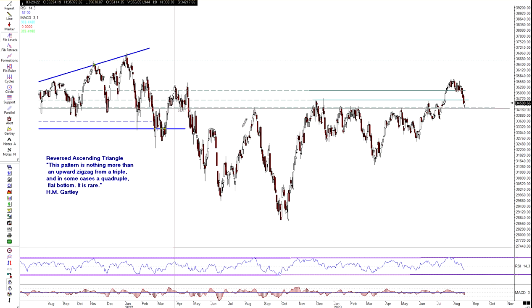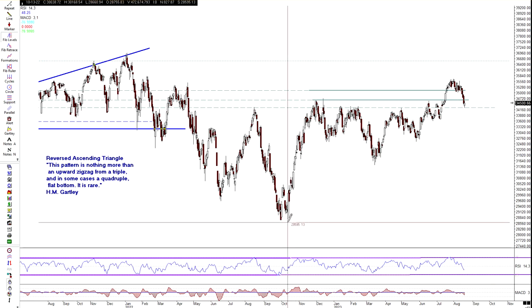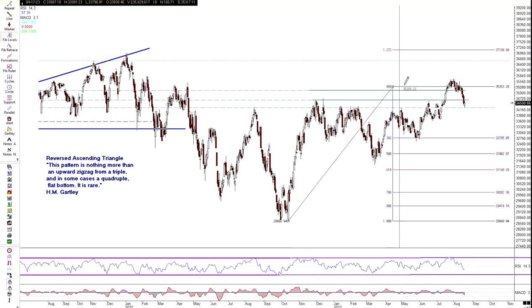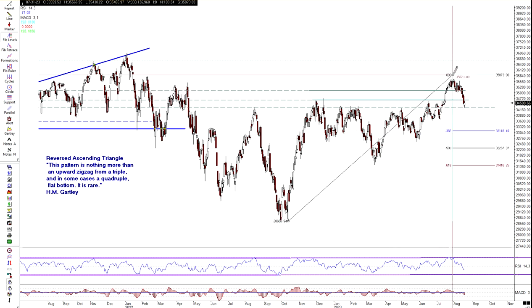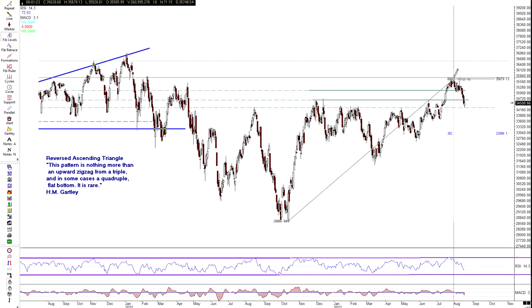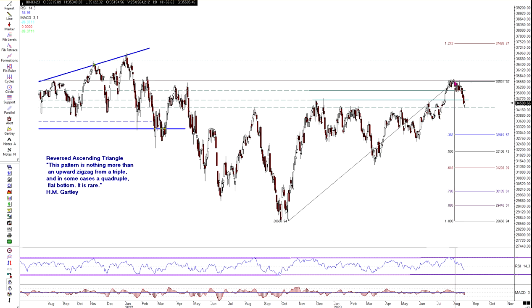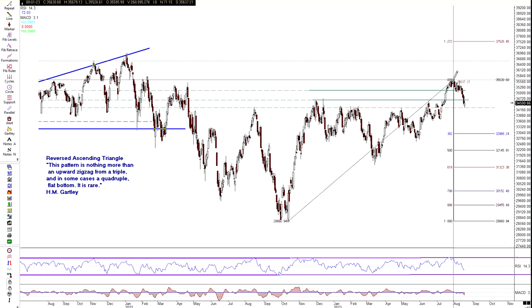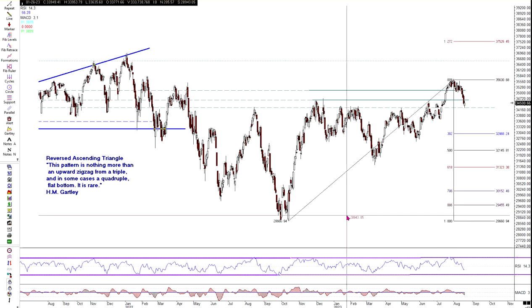So let's look at a Fibonacci retracement from the lows here to the recent high, and see if I can get that hooked on there. There you go. Let me try again. There we go. That's a little bit better.